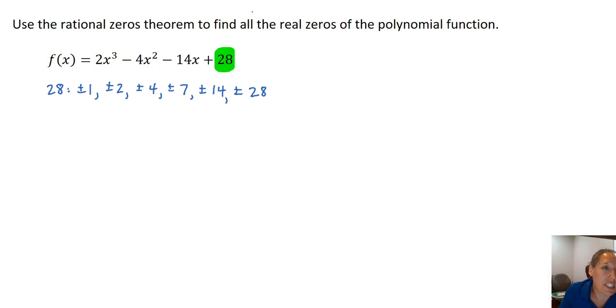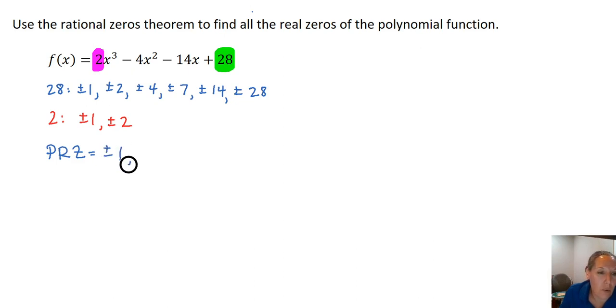And then we're going to do the same thing for our leading coefficient of 2. And so the numbers that go evenly into 2 are plus or minus 1 and plus or minus 2. And so our possible rational zeros are going to be any combination of something from that first list divided by something from the second list.